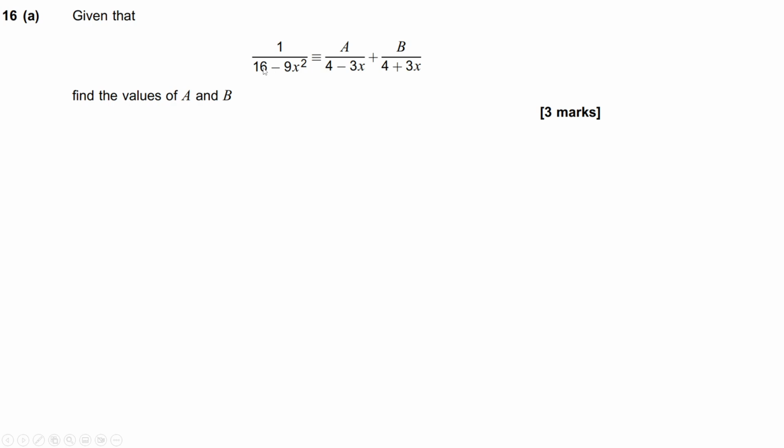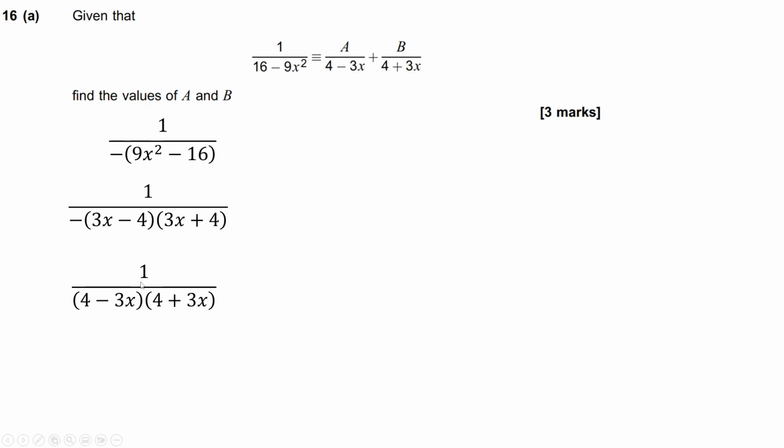Given this, find the values of a and b. So this is just partial fractions. I factorized out a minus 1 from this denominator to get this. And this is a difference of 2 squares, so this is 3x minus 4, 3x plus 4. You'll get this. And then I just distributed the minus to one of them. I think I just did this one. So this becomes a 4 minus 3x.